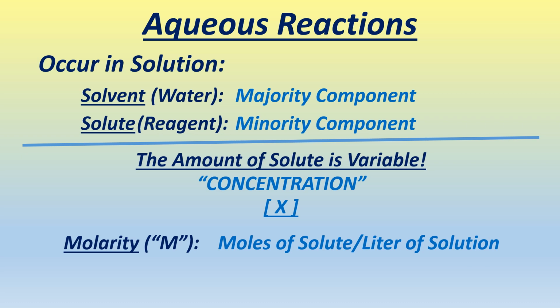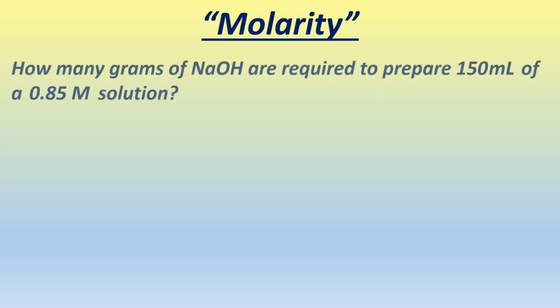So using molarity, one has a question. How many grams of sodium hydroxide are required to prepare 150 milliliters of a 0.85 M solution? 0.85 M means I have 0.85 moles of sodium hydroxide per liter. It's always important in everything in life to be careful, and in the case of chemistry, you have to mind the units and the scale.